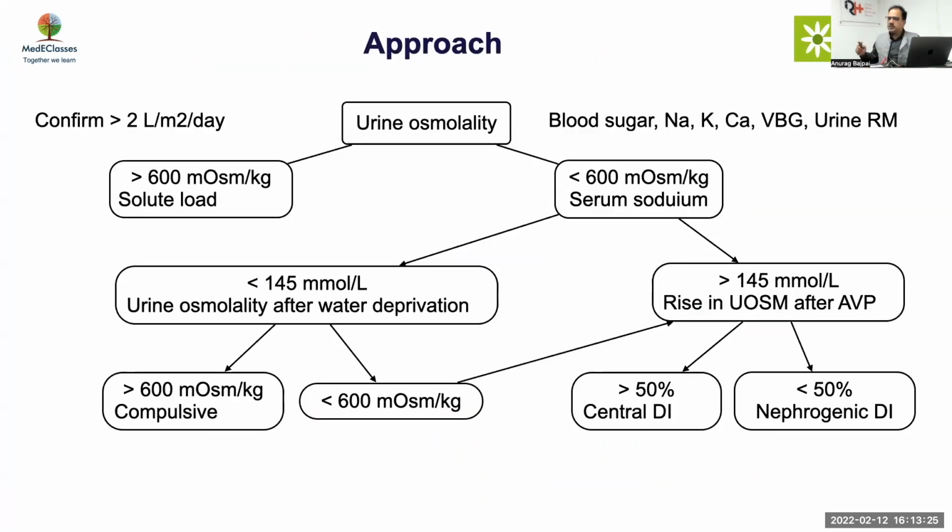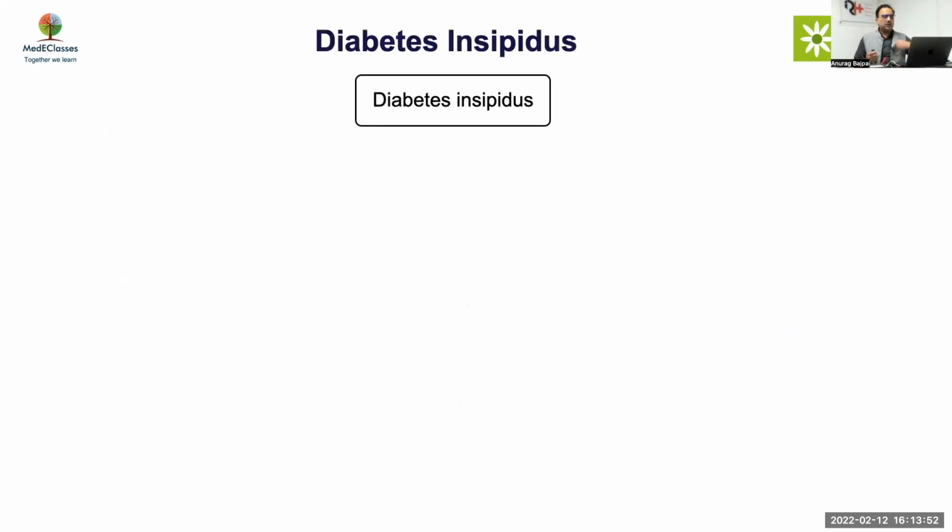So doing a genetic analysis will definitely help from that perspective. Now, if we go by this approach, we excluded all the things: blood sugar, sodium, potassium. Urinary osmolarity was low, serum sodium was less than 145. In this setting, we did a water deprivation test and the osmolarity stayed less than 600. We gave AVP and found an increase in osmolarity. So this is a central DI. If you use this algorithm, it is very easy to approach polyuria using only urinary osmolarity and AVP response, which we did in this case.